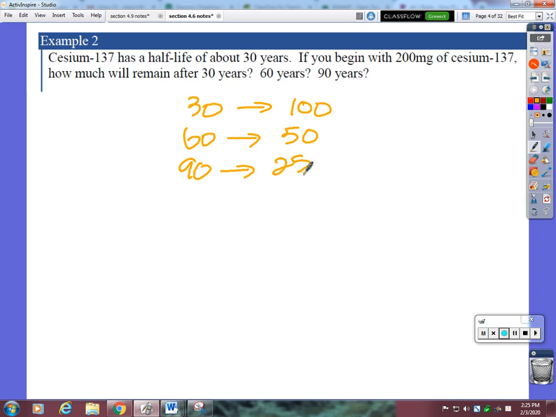25. And you just keep doing that. If you go by 30-year increments here, then you have to cut these in half each time. Nice job there.